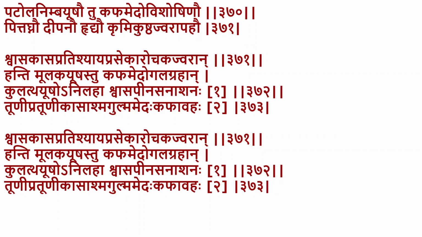Then we'll go fast now. Kulathayusha, prepared out of horse gram, is Anilaha, Shwasapirasara Nashana, Tuni, Pratuni, Kasa, Ashmari, Gulma, Medaha, Kaphapaha. It also has the medicinal property of treating diseases like Tuni, Pratituni, etc. Mulakayusha also is used for Shwasa, Kasa, Pratishyaya, Praseka, Arochaka, Jvara.